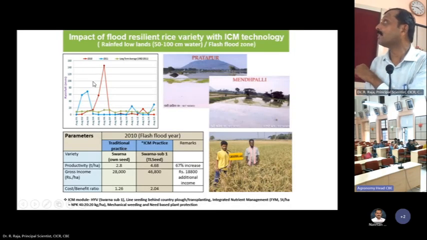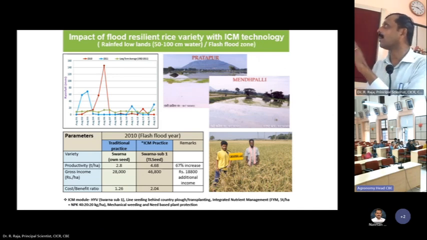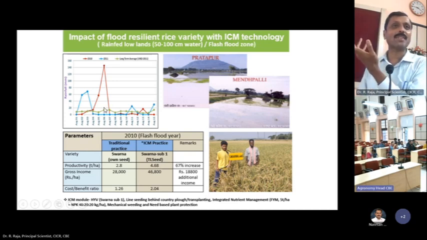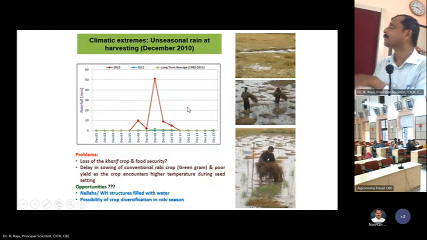You see here how much rain fell in a single day, on the 6th and 7th of August. August only we usually transplant, July end, so it was a very small, young crop. Normally it should be like this. You can't imagine how much. NDTV and others covered the Orissa flood a lot.